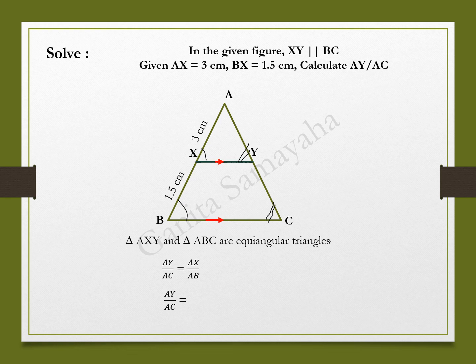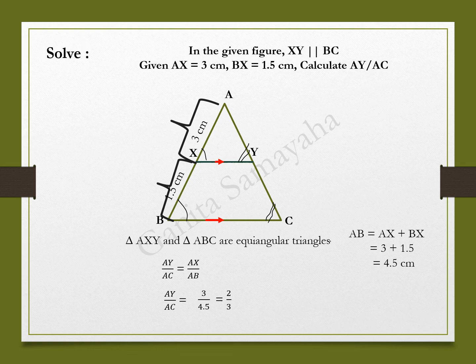Okay, we want AY by AC. So AY by AC is equal to AX, whose value is given to you. How much is that? 3. And AB, is it known? No, it's not given directly. It is given indirectly in the sense AB is equal to AX plus BX. That is 3 plus 1.5, which is 4.5. So we substitute the value of AX as 3 and AB as 4.5. On simplification, we get the ratio of AY by AC as 2 by 3.